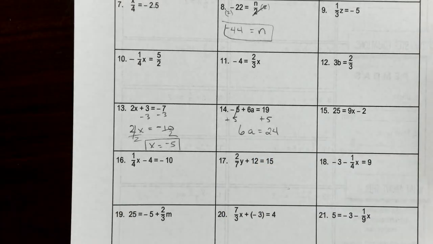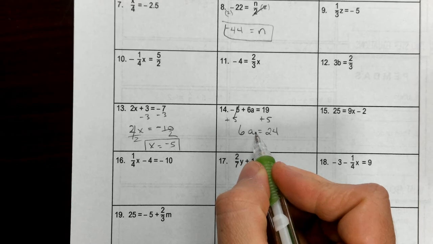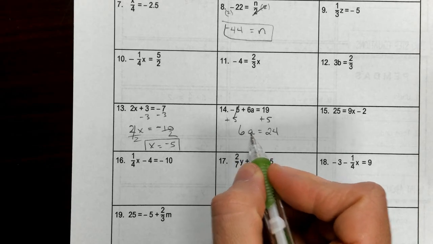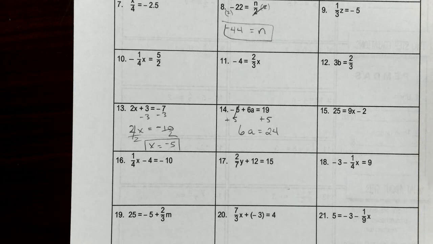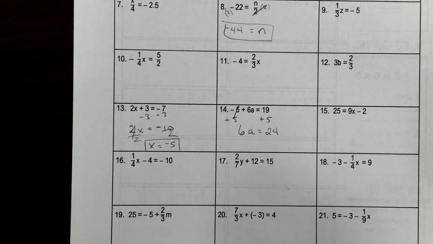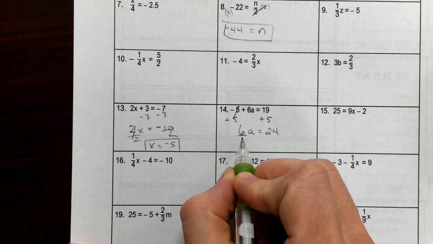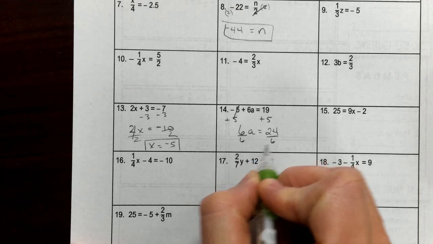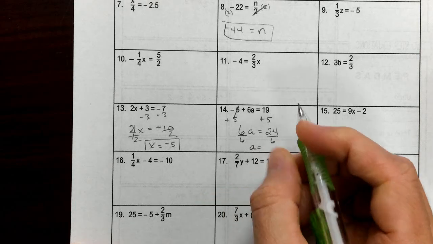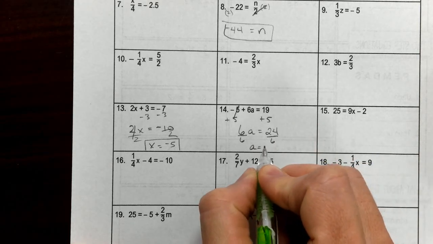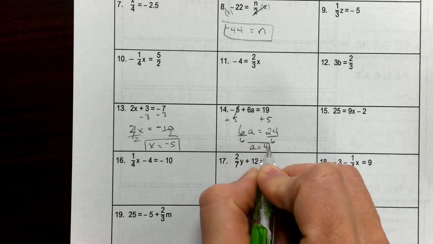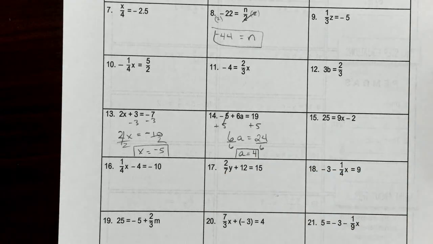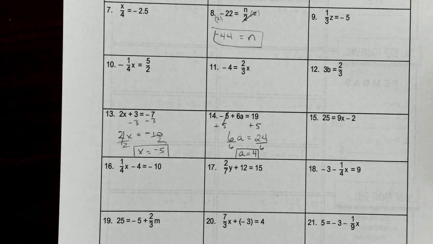Last step. Again, this means 6 times A. This means 6 times A. So the last step is to do the opposite of that, which is to divide by 6. Okay, so let's divide by 6 on both sides. So what does A equal? Perfect.